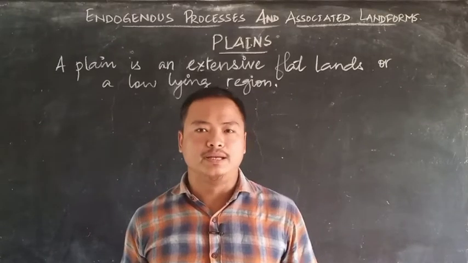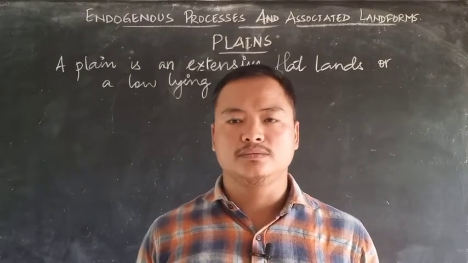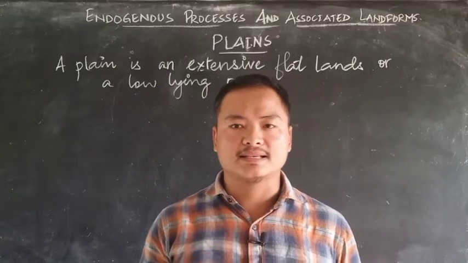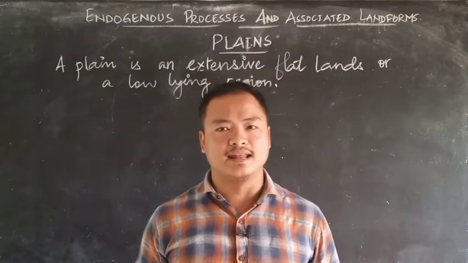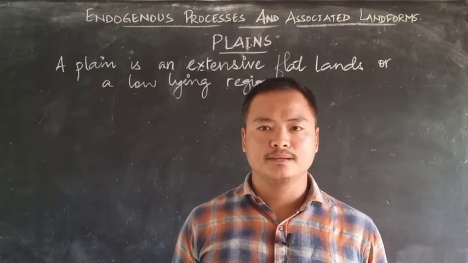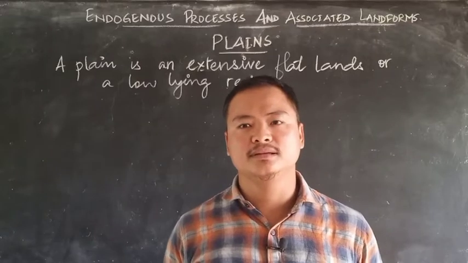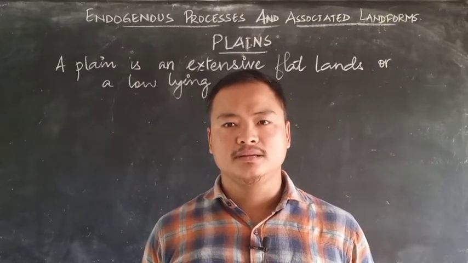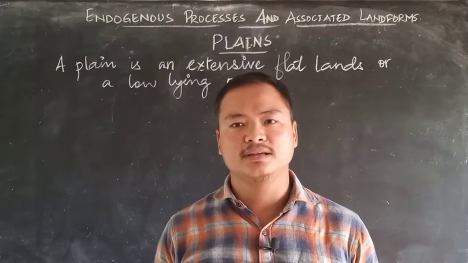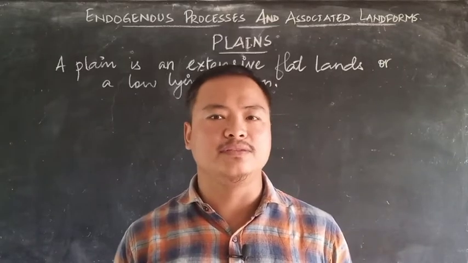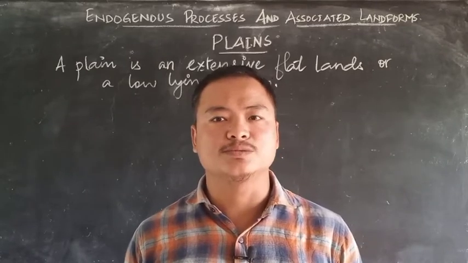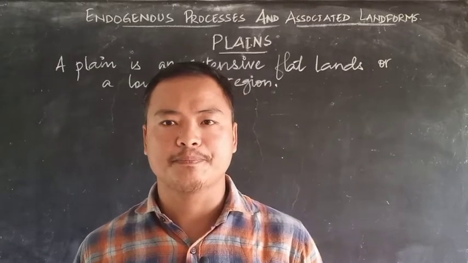When we define a plain, we write it as an extensive flatland or a low-lying region. That means the plains are almost flat land surfaces and have very low elevation from the sea level. So that is what we call plains.